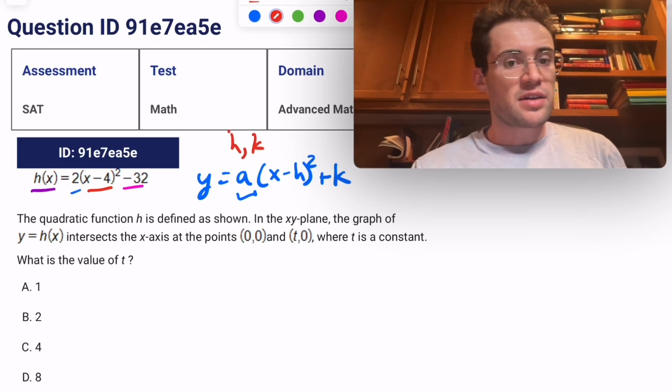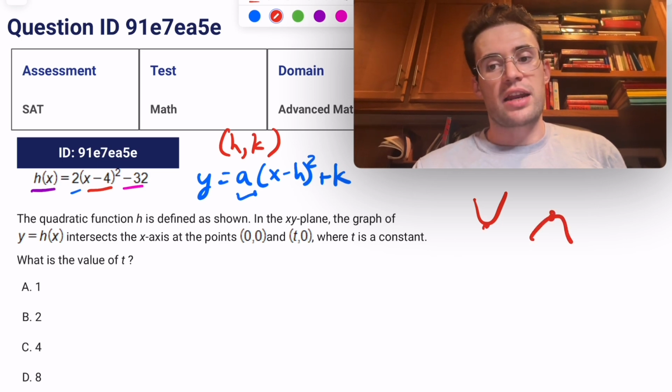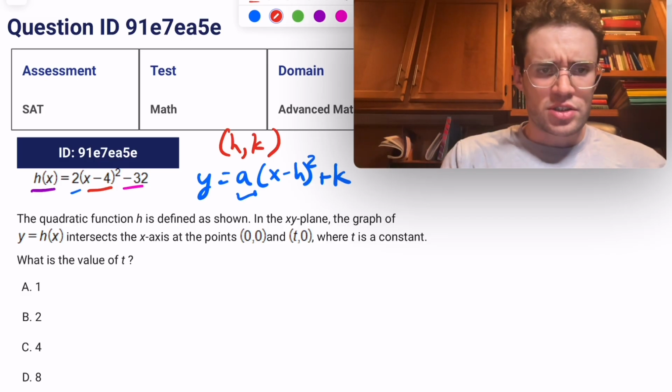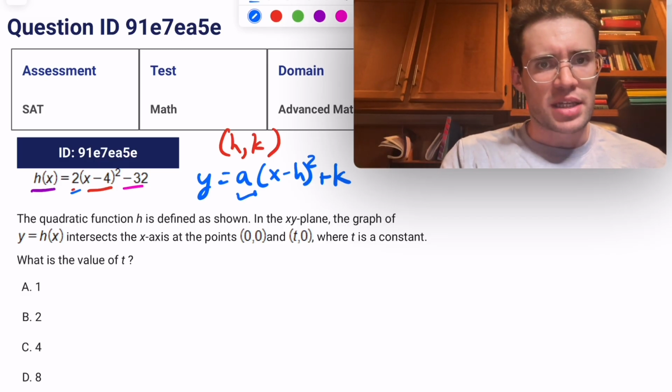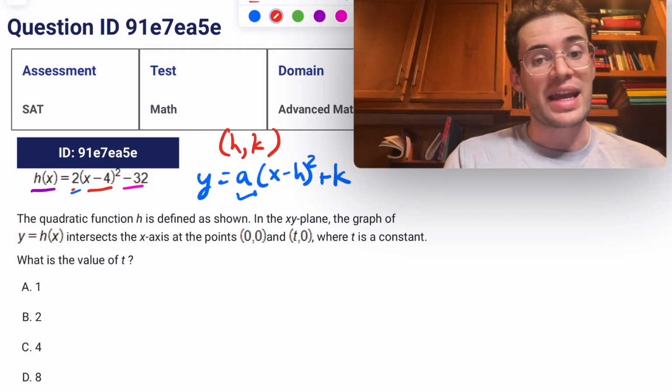So if it's a positive parabola, one that's going up, that'd be the minimum point. If it's a negative parabola, then it's going to be the maximum point. But that's the vertex. Just looking at it, we have a positive parabola because we have the 2. And our vertex for this is going to be positive 4, comma negative 32.